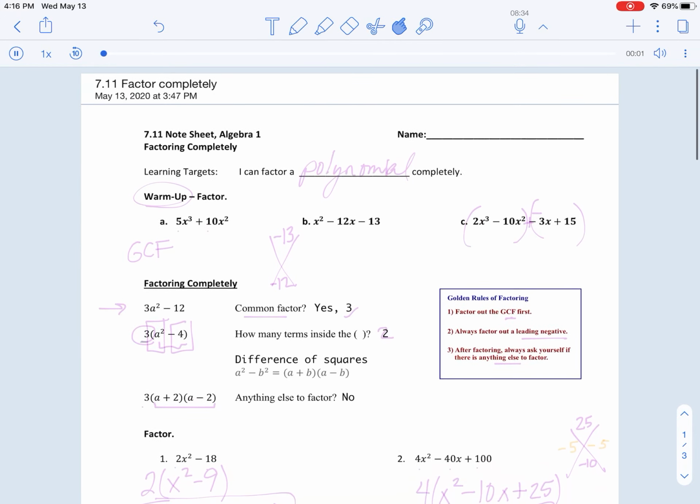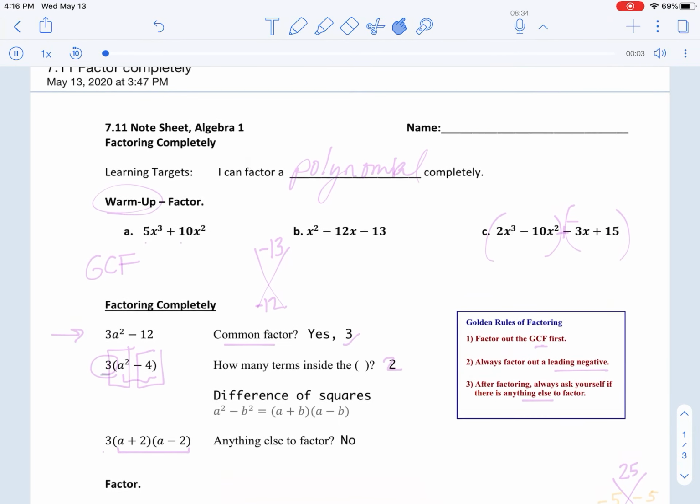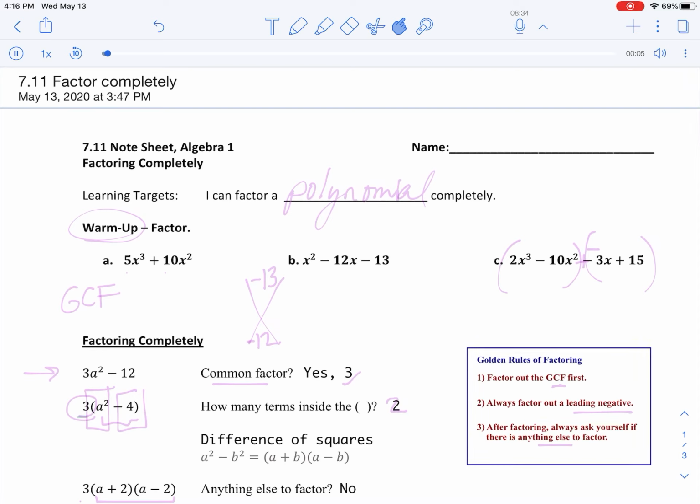This is our last lesson. We're going to put together everything we've learned and factor completely. So let's take a look at the warm-up, and we're going to look at these two terms here and find what's a common factor in both of them. Look for that GCF, or greatest common factor.